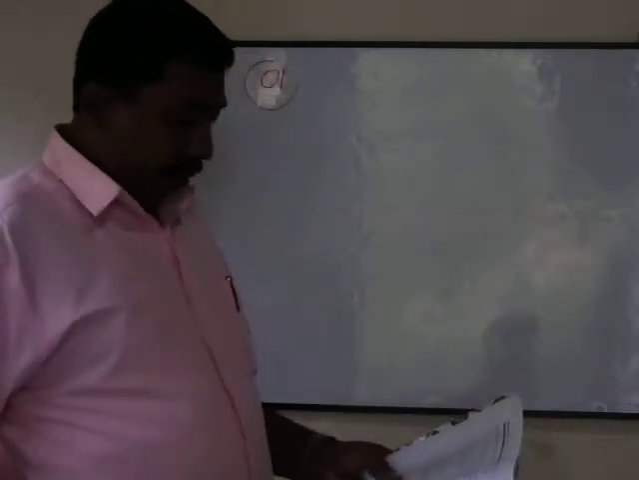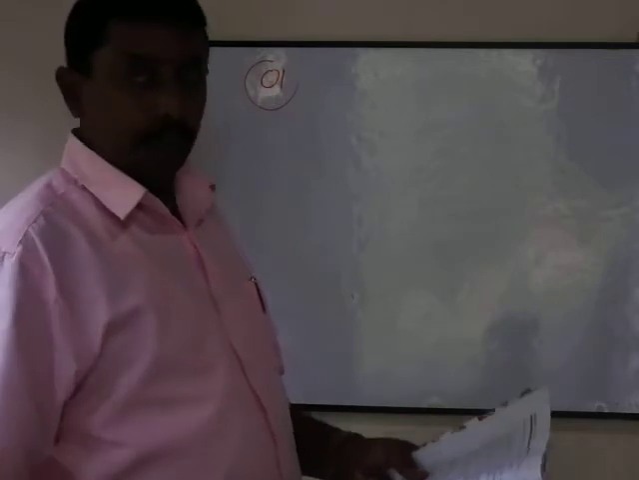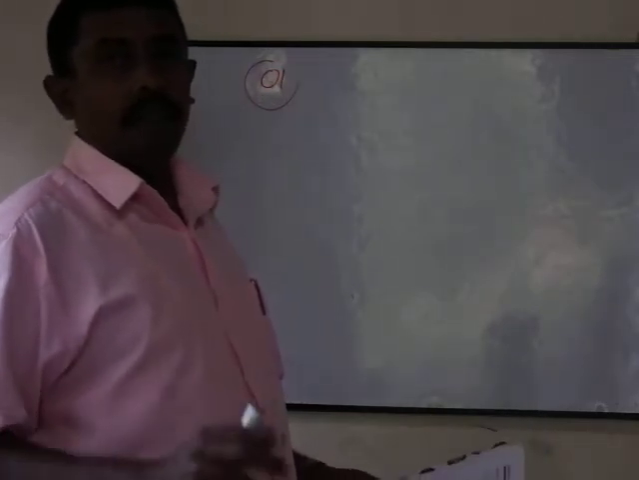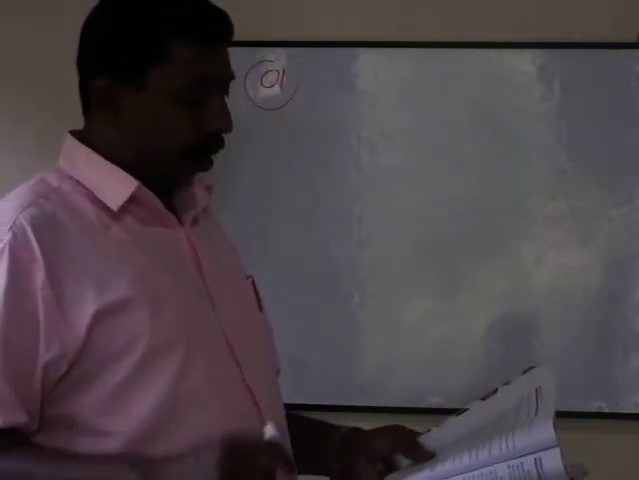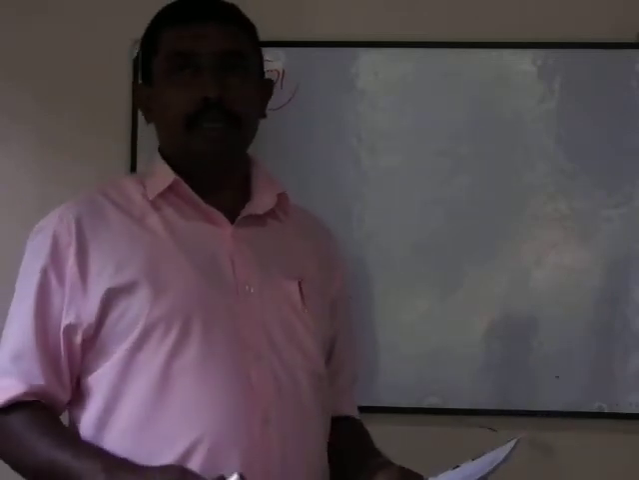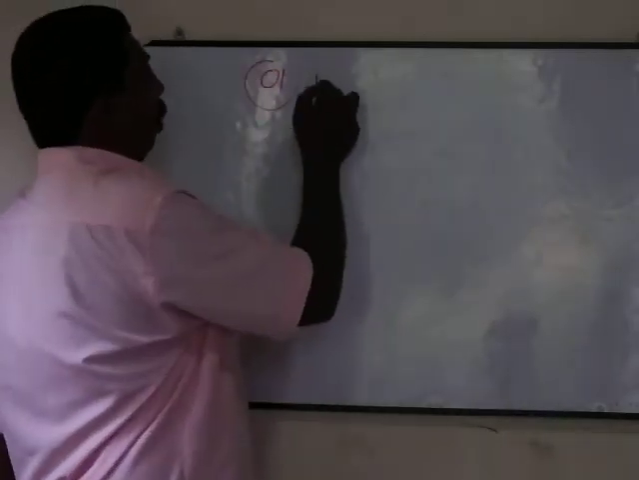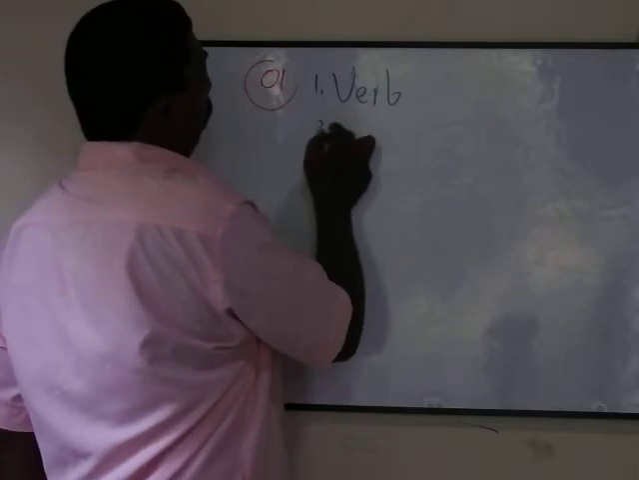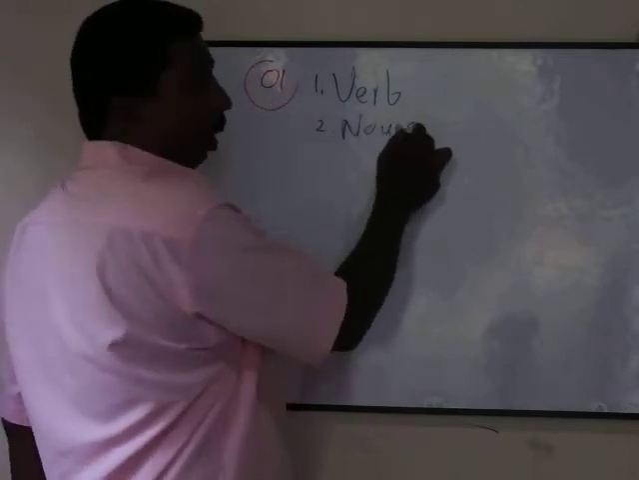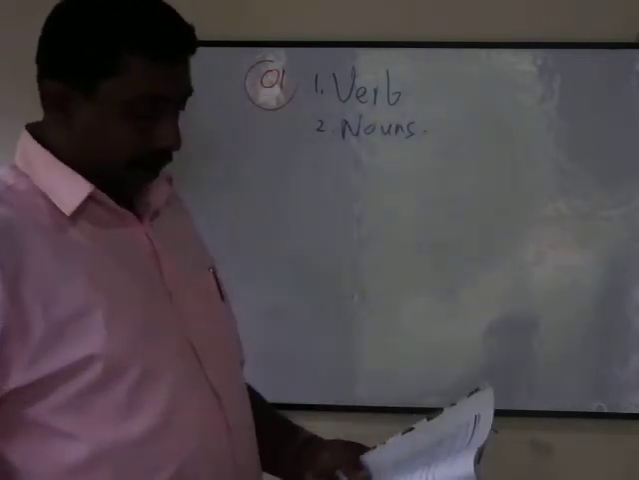How many word classes are represented by the word draw? How many word classes here? There are two word classes that we can see. One is verb and the other is noun. Two word classes are represented.